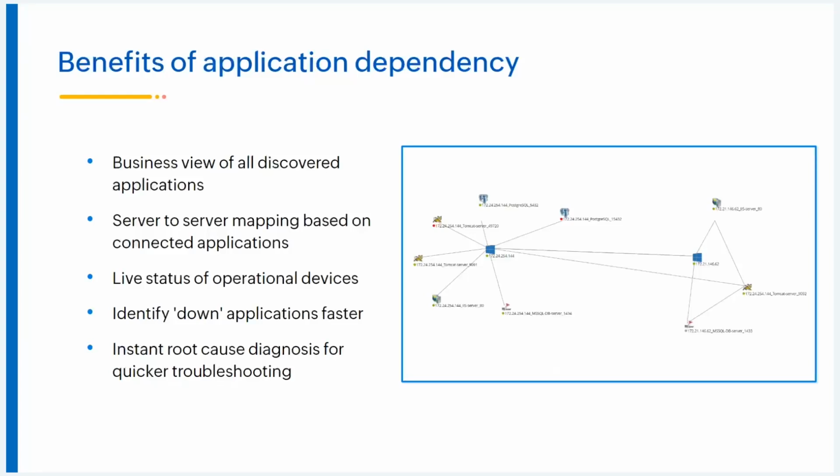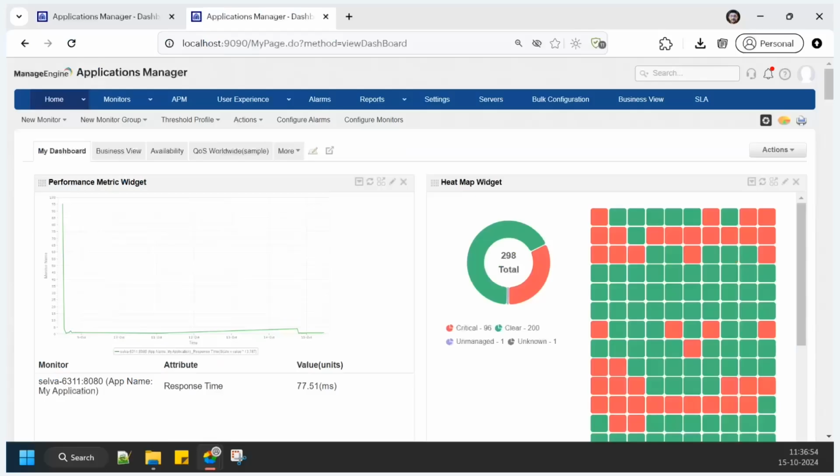With the help of this map view, you can easily identify how the servers are interconnected. And you can view the live status of the respective servers or applications with this application dependency view. This will help us find the issue in a faster manner rather than logging into each server and checking the status of the application. So let me take you to the Applications Manager UI and show you how auto discovery and dependency work. So this is the Applications Manager homepage.